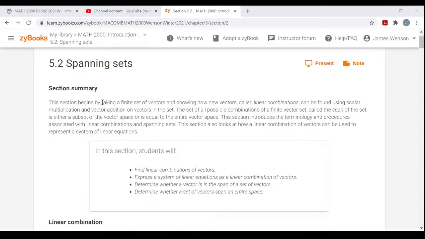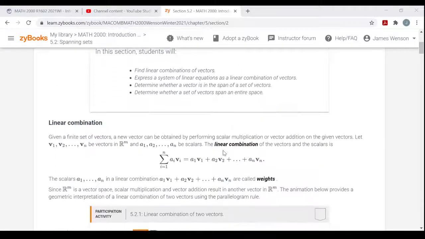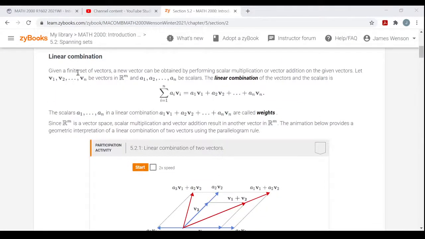Alright, so again, you can read the section summary. Got the objectives here. So the first part of this section is on something called a linear combination. You may have heard that. I think we've brought this term up before, but here it is again. So given a finite set of vectors, a new vector can be obtained by performing scalar multiplication or vector addition, or both, on the given vectors.